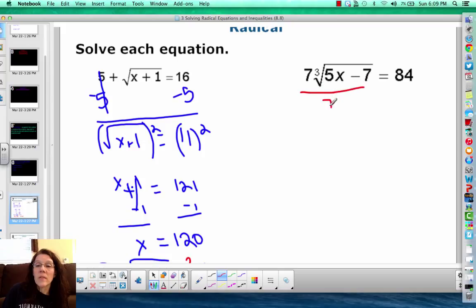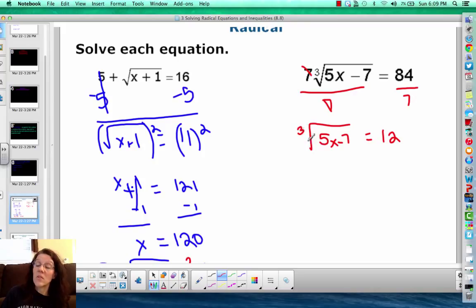So we divide by 7, and we divide by 7. Those are going to cancel. That's going to leave us with the cube root of 5x minus 7, and that's going to equal 84 divided by 7. 84 divided by 7 should be 12. All right, so now we have the radical all by itself.